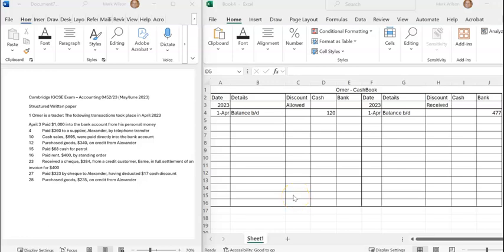Welcome to the Cambridge exam, taking you through IGCSE Accounting 0452. This is question 1 of the exam, which is the May/June 2023, and we're going to take you through that. And if you can do this along with me on your paper, that will be really helpful.